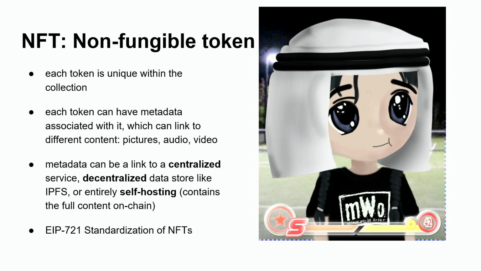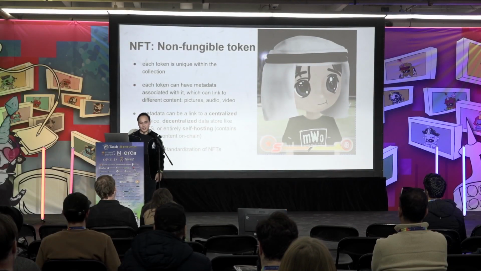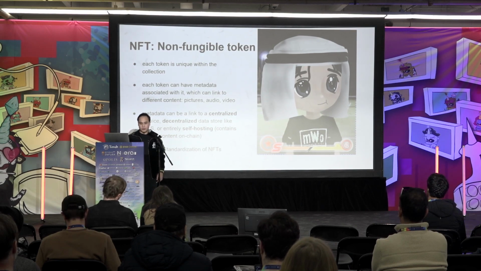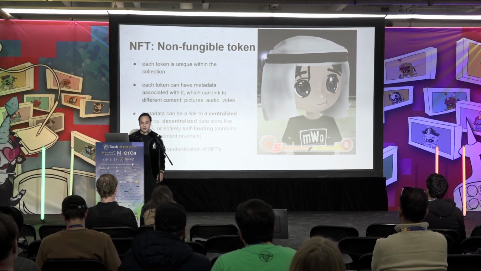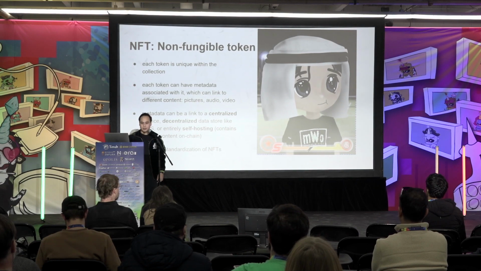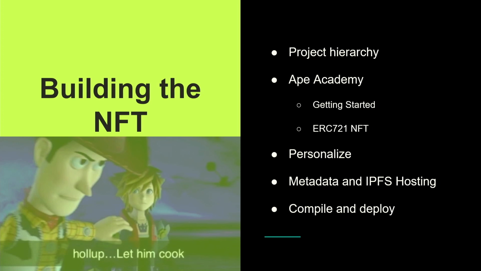The picture that you see here is a Mfer NFT, and it's one of the more popular ones because it's a lot of fun to make something that you really enjoy. All non-fungible tokens are powered through a standardization called EIPs, and this one is specifically the ERC-721 standard for NFTs. So let's build the NFT. We're going to talk about the project hierarchy, go through Ape Academy, which hosts it all, personalize it, check out the metadata, IPFS hosting, and compile and deploy.